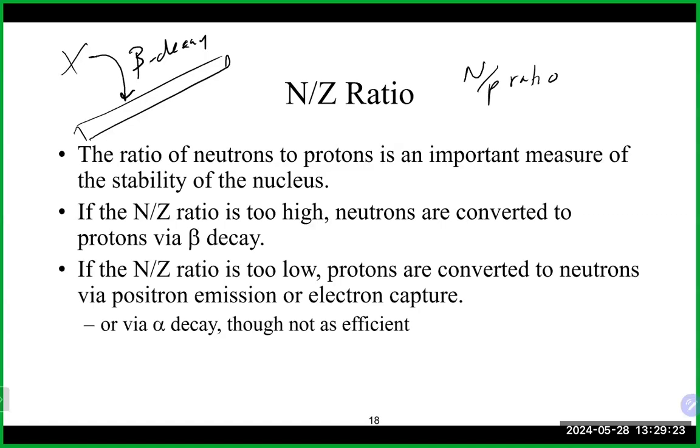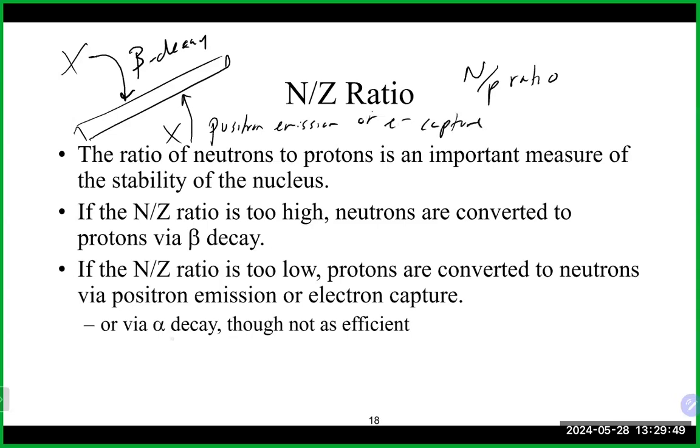Now, the opposite is true. You could have a ratio that's too low, and in that case, we actually convert protons to neutrons, and that will bring the ratio up a little bit to this more stable ratio. And that is done through either a positron emission or an electron capture.